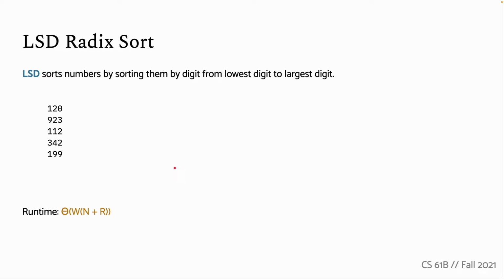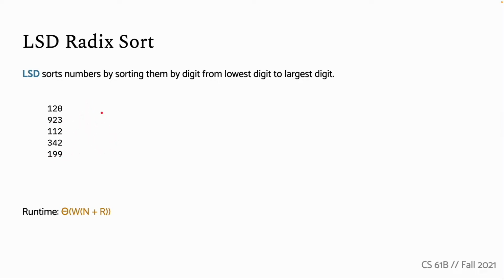Now we're going to talk about counting sorts. So LSD is least significant digit radix sort. How this works is that in the first step, you look at all of the smallest digits. So here 0, 3, 2, 2, and 9. And you sort based off of the value of this. So the 120 will come first, then 112, then 342, then 923, then 199.